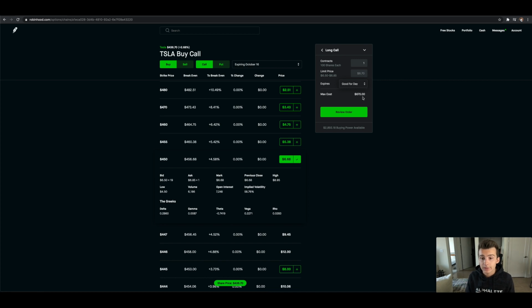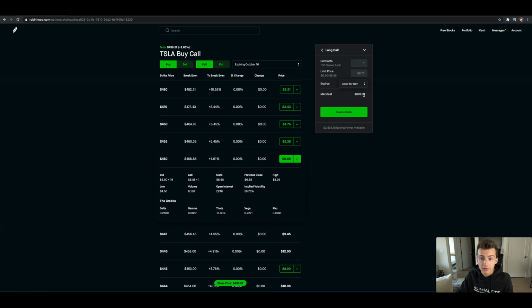Well, you have to understand that you're buying the option to buy 100 shares of Tesla stock at the strike price. This strike price we're looking at here is $450. These contracts, you're paying a max cost of $670, and for 100 shares, you have to multiply this by 100, which comes to your $670.